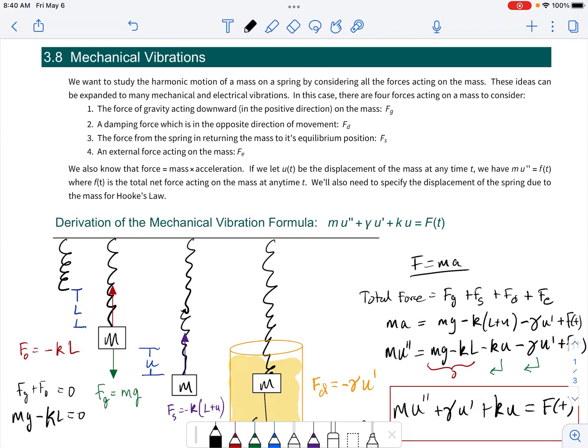Hey there, so here's the rest of our notes from Thursday looking at section 3.8, our mechanical vibrations.